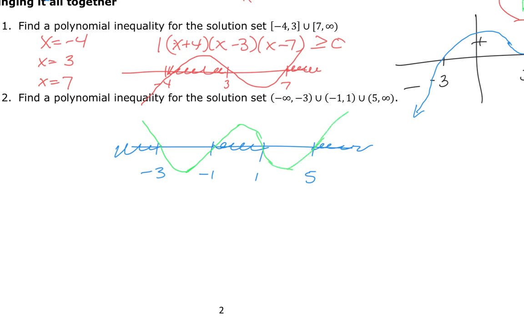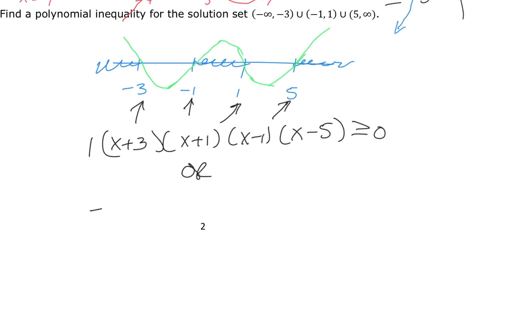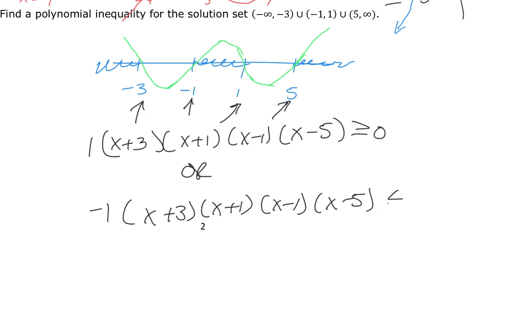So this produces x plus 3. This one produces x plus 1. And this one produces x minus 1. And then lastly, this produces x minus 5. This is a polynomial of degree 4, so I want this thing greater than or equal to 0 if my leading coefficient is 1. Or I could have a negative 1 out front, x plus 3, x plus 1, x minus 1, x minus 5, less than or equal to 0.